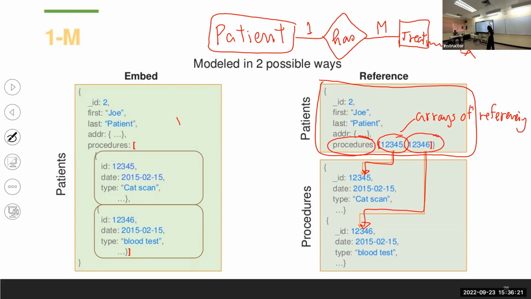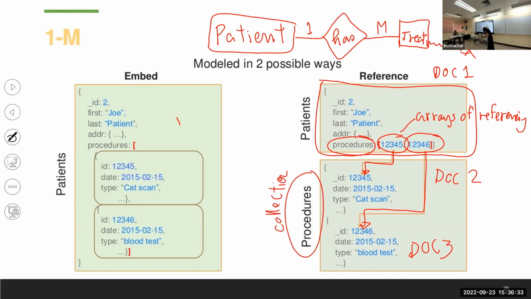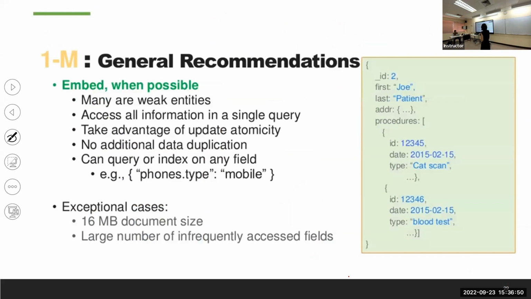So here, this is doc 1. This is document 2. This is document 3. This is a collection, okay? So even if it's in the same collection, they are different documents. You see, this is the document. Okay, don't think that they are the same documents. Doc 1, Doc 2, Doc 3, and could have Doc 4, 5, 6 for other procedures. Okay. So general recommendations for one-to-many.